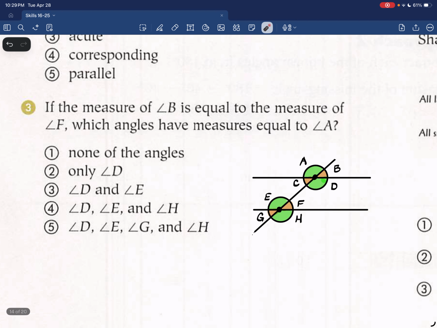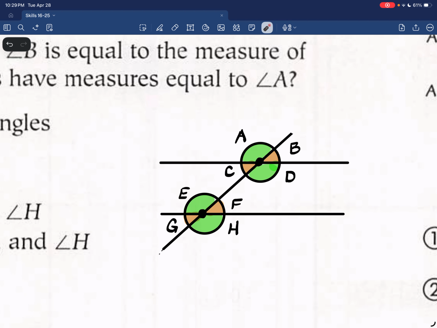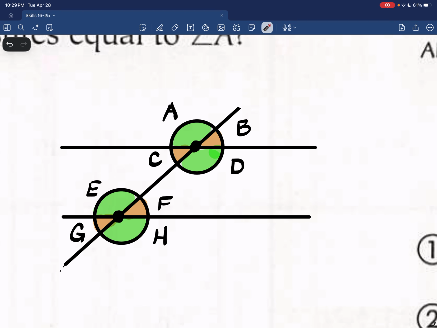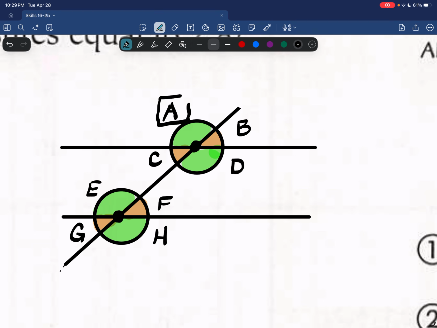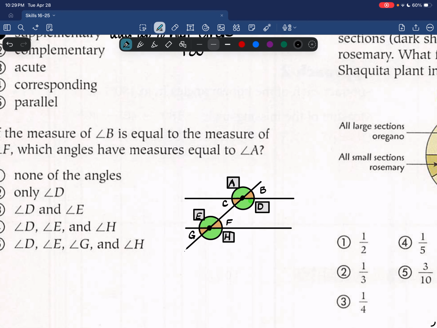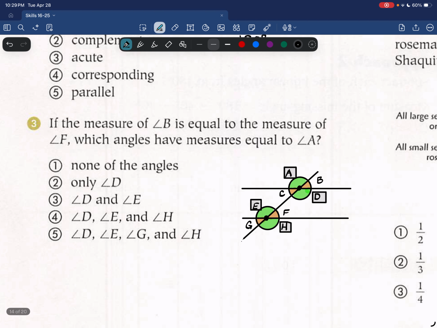Which angles have measures equal to angle A? Well, let's take a look here. Angle A is green on my bow ties. So is D. So is E. And so is H. All of those are green sections of bow ties. So D, E, and H are all equal to A. Could not be option 5 because angle G is in a different bow tie.